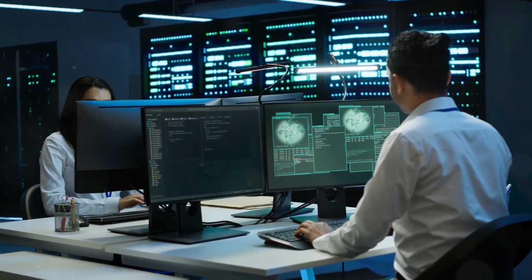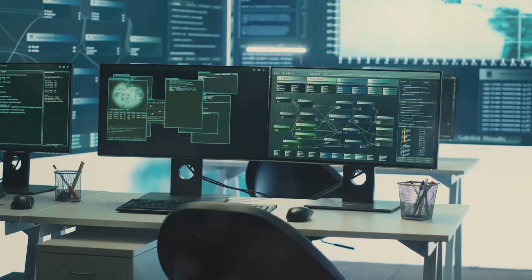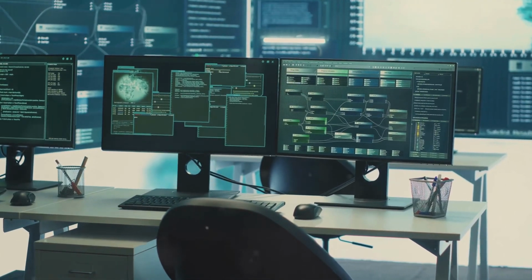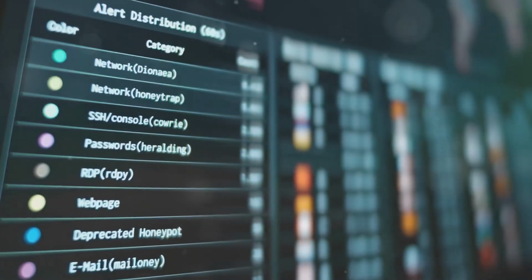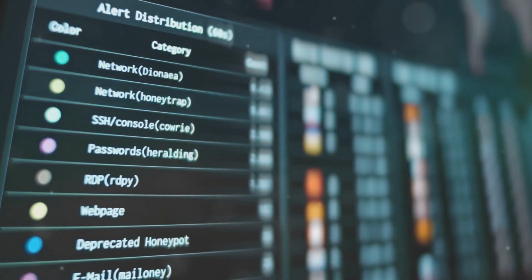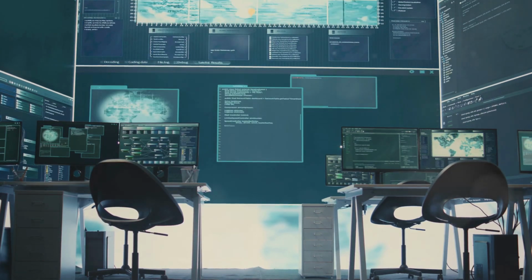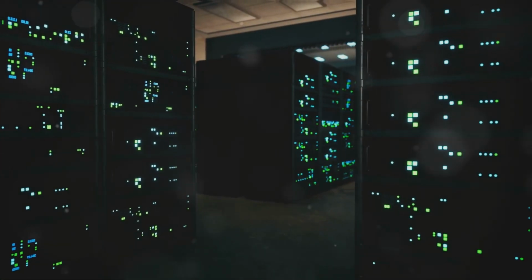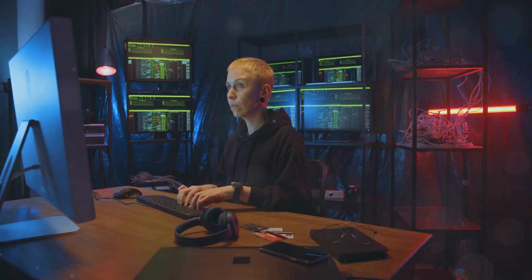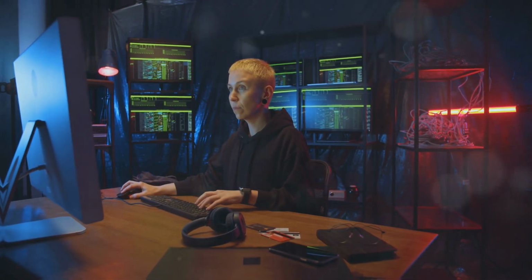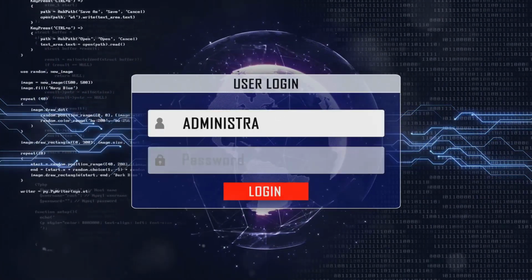Continuous monitoring is essential to a successful Zero Trust implementation. With tools like Security Information and Event Management, or SIEM, and User and Entity Behavior Analytics, or UEBA, you can detect unusual patterns and potential threats in real time. SIEM platforms aggregate data from multiple sources, like firewalls, servers, and applications, allowing you to correlate events and detect potential attacks. On the other hand, UEBA tools monitor normal user behavior and alert you when anomalies occur, such as unauthorized access or abnormal data transfers.